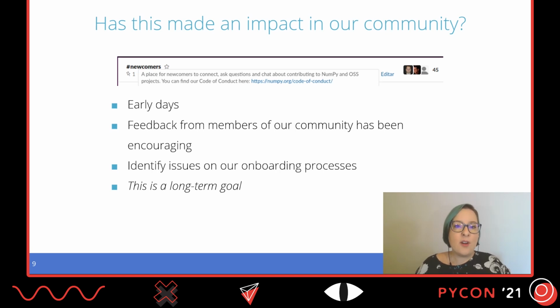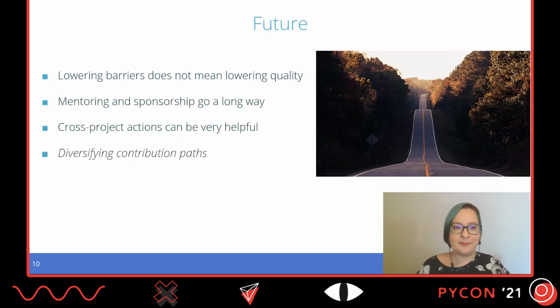And we are facing this as a long-term goal, creating a community where people feel safe and where they can do their best work. So what can we see in our future? I've included a picture of a long road ahead, and I think the idea is to think long-term. First of all, we have to realize that lowering barriers of entry does not mean lowering quality for our projects.